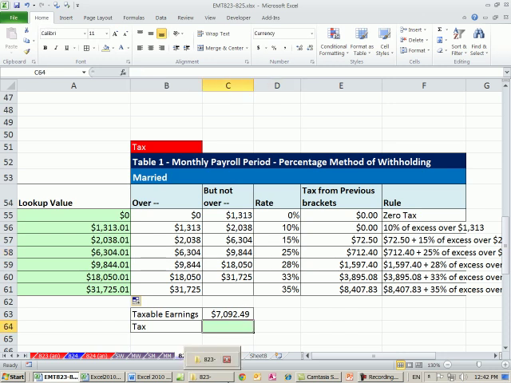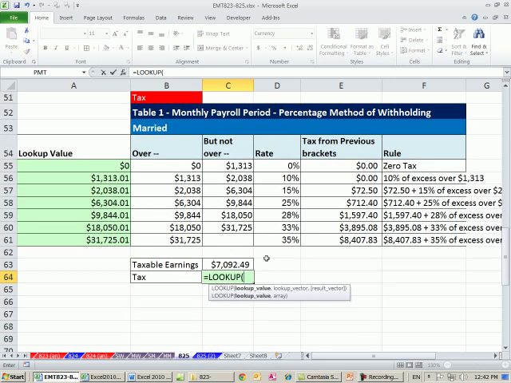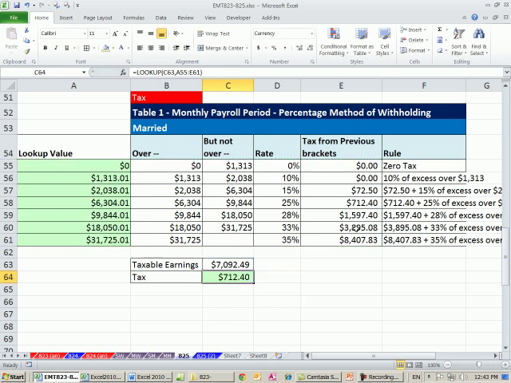All right, let's just do this one flat off. Equals lookup. Oh, there's our lookup number, comma. Lookup is great. First column is sorted in ascending. It always does approximate match, and it always takes the number from the last column. Close parenthesis. That'll give us that 712.